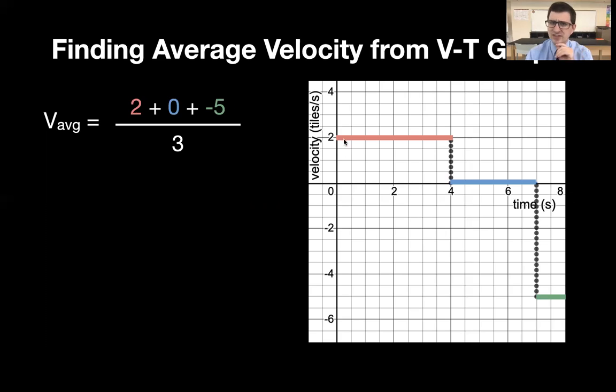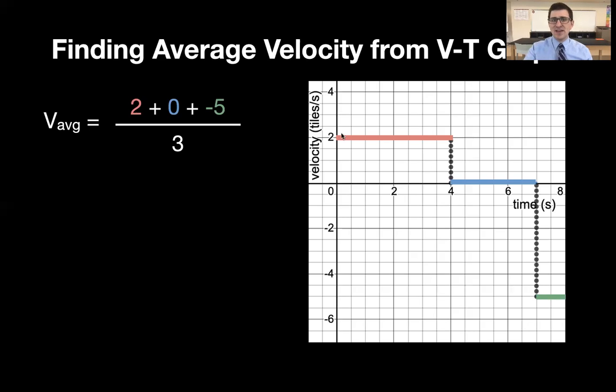And the same thing is happening here. There seems to be a lot more of the 2 tiles per second than there are of the -5 tiles per second. But in our equation, we've sort of weighted them the same. So how can we add a weight to each of these to enable it to reflect that there's more 2s than there are -5s?